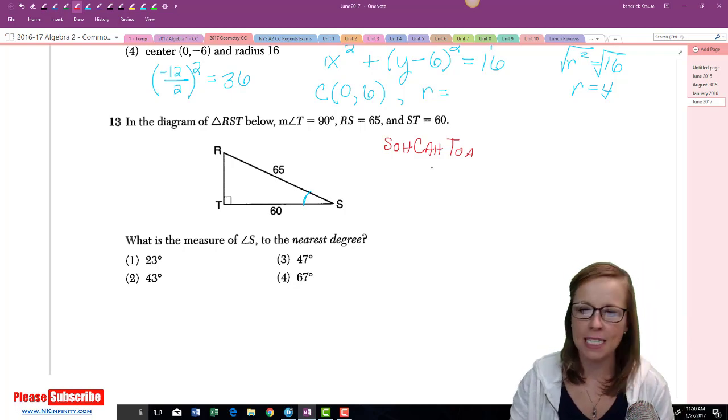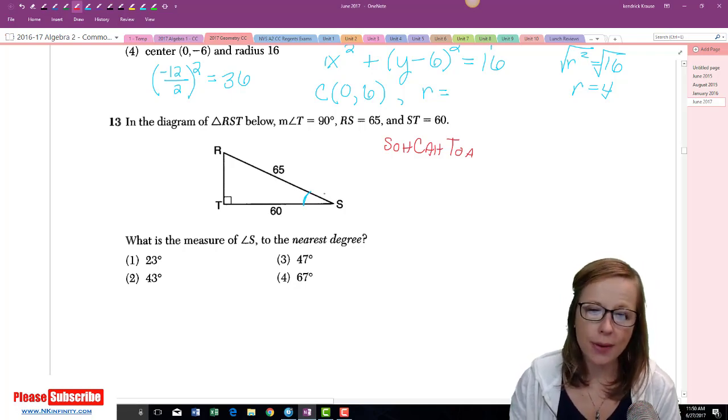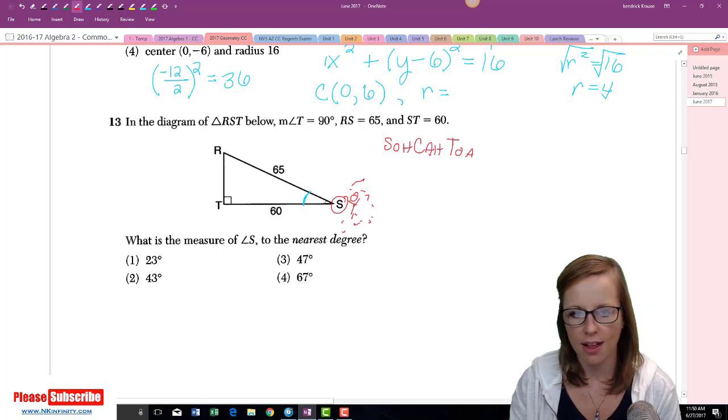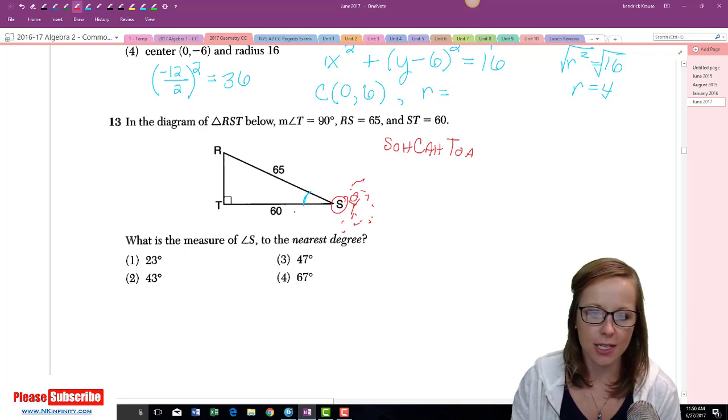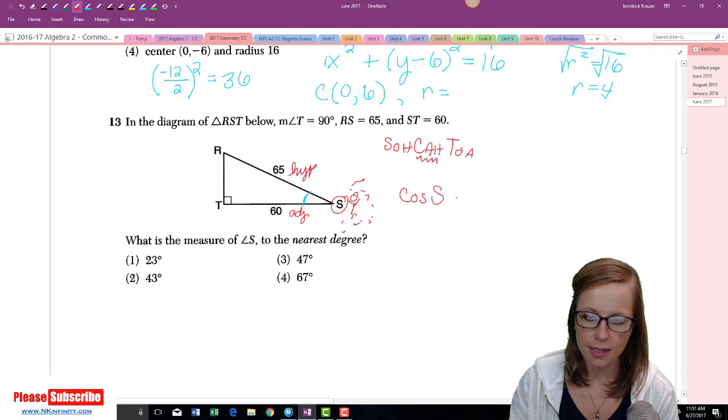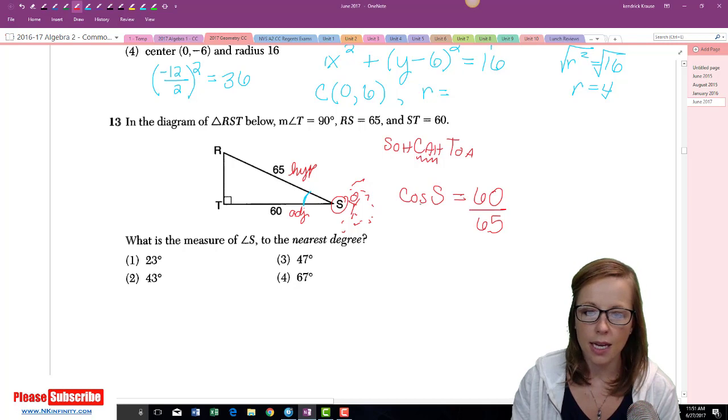Okay. So SOHCAHTOA, what two sides in relation to angle S do we have? So if this is me hanging out at angle S, okay, here I am. This would be the adjacent side, and always the hypotenuse is across from the right angle. So when I see A and H, I see that I have cosine. So the cosine of angle S is equal to 60 over 65. In order to get the angle, you want a cosine inverse, which is the opposite of cosine.